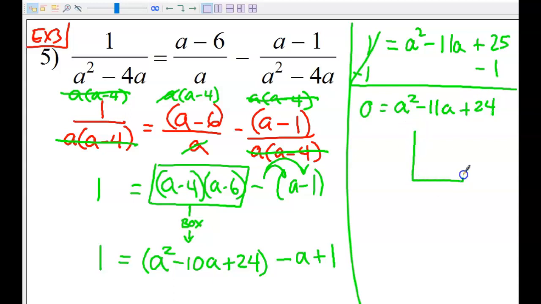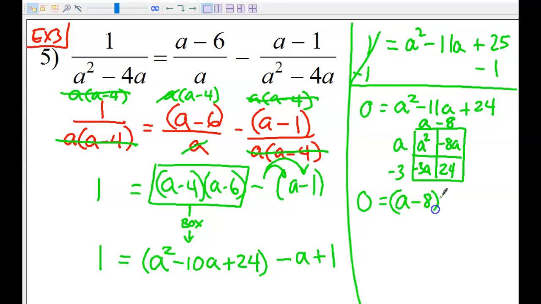I will review the factoring with you. So the first term goes up here. Last term goes here. We're looking for 2 things that multiply together to make a squared, and 2 things that multiply together to make 24 that add to make 11. What would that be? 8 and 3. It would be 8 and 3, and they're both negatives, right? Okay, so now I have this. A minus 8 times a minus 3.